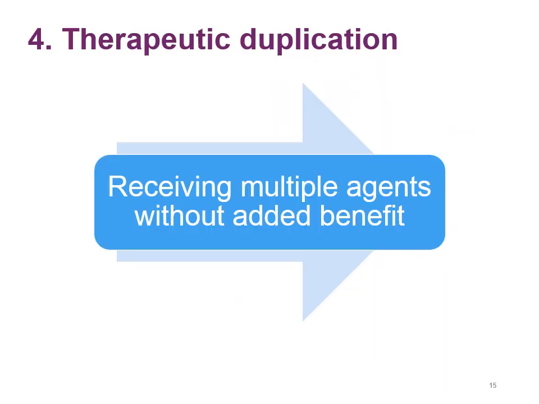Number 4 is therapeutic duplication, receiving multiple agents without added benefit. So for example, a patient who is on 4 or 5 antihypertensives but still not achieving therapeutic target. So it's time to look at what are the causes that could have caused the rise in blood pressure. Could it be that the patient is taking a lot of processed food which contains a high amount of salt? Could it be that the patient is not taking enough fruits and vegetables? Could it be that the patient is working under stress? So this is what we should be looking at.